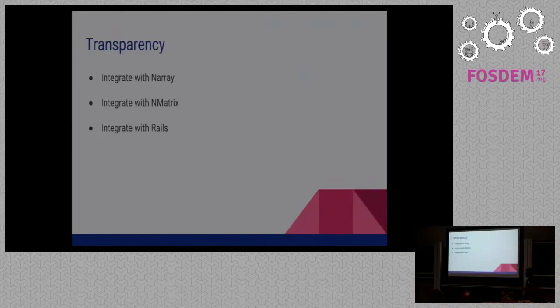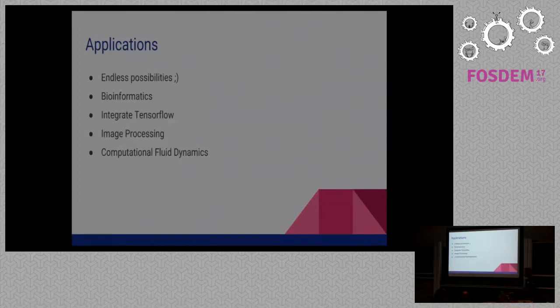So transparency, we need to integrate it with NArray and NMatrix and with Rails. Where I showed you that you just copy the RAM from GPU to CPU, you can just create some function methods for that, and yes, Rails is now on GPU, and similarly as NArray and NMatrix. So what are the applications?